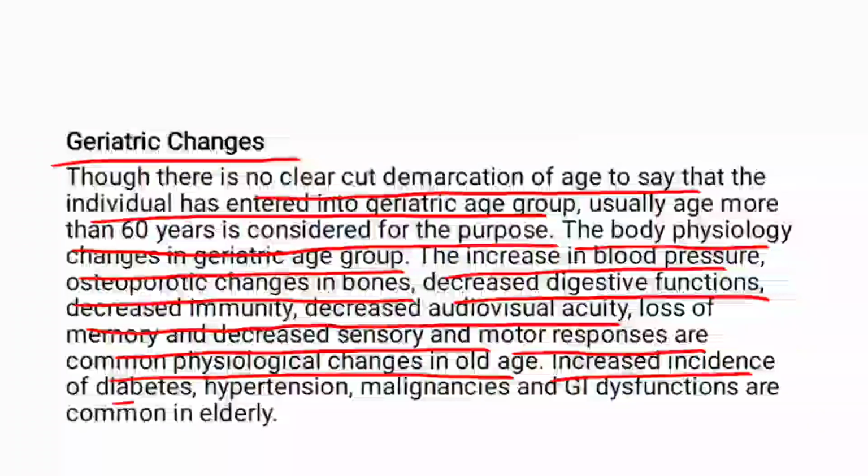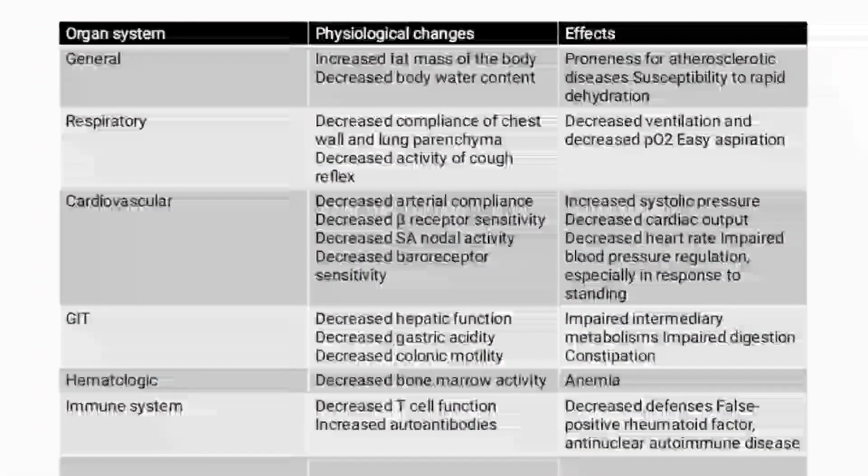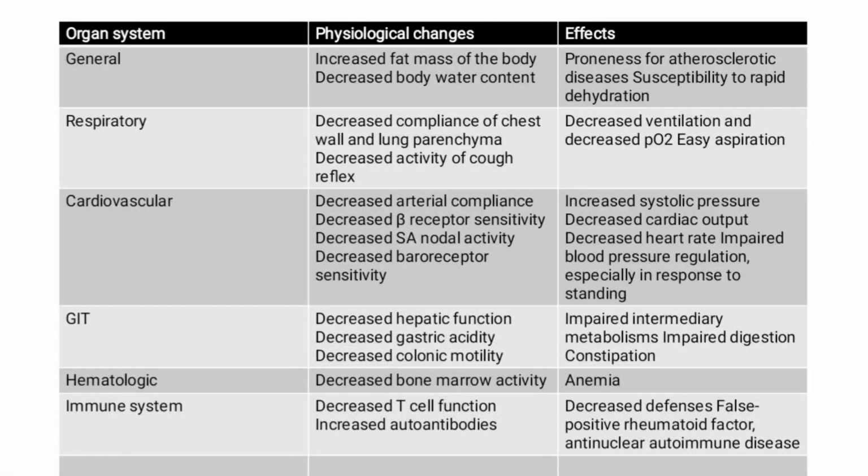Increased incidence of diabetes, hypertension, malignancies, and GI dysfunctions are common in the elderly. This list shows the different physiological changes and their effect in different organ systems. Generally, there is increased fat mass of the body, and also there will be a decrease in body water content. That increases the proneness to atherosclerotic diseases and susceptibility to rapid dehydration.